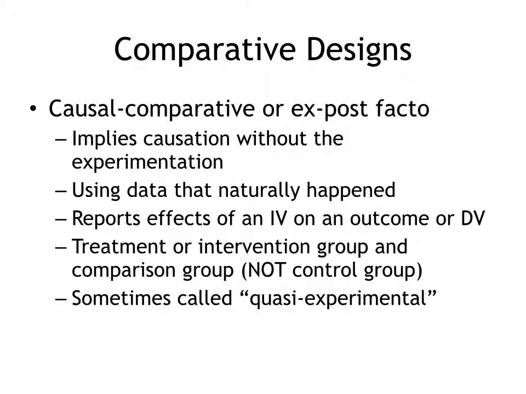It's not experimental. There was no random selection or assignment to conditions. You just used existing groups and gathered data to describe what happened. Basically, you have Group A and Group B, and you compared the outcome. So you're using data that happened naturally, and you're reporting the effects that you think the independent variable had on an outcome or a dependent variable.